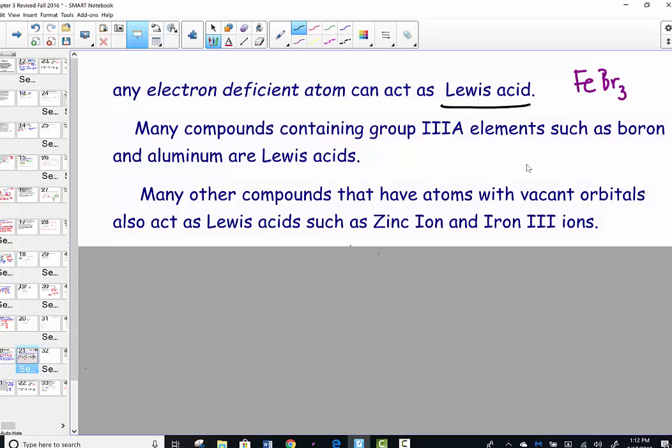Electron deficient atoms. I'm going to need to pause and let the dog out.